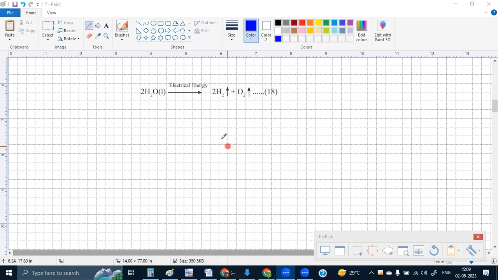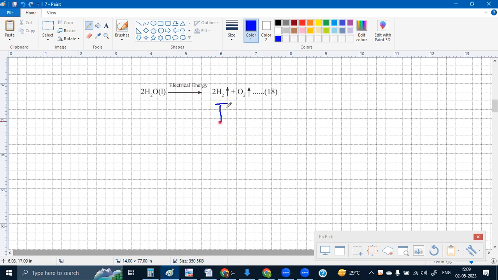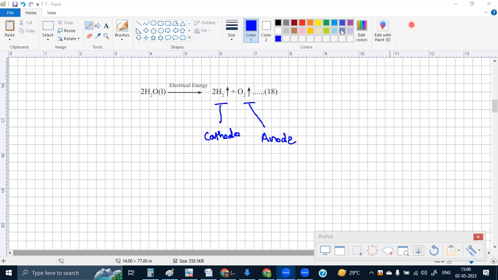You can take down the reaction. Electrical energy is supplied. This is electrolysis of water producing hydrogen and oxygen. Hydrogen will be produced at cathode. And oxygen is produced at anode. Now see, this is how we are going to carry out electrolysis of water. I have already sent you the link in the group.